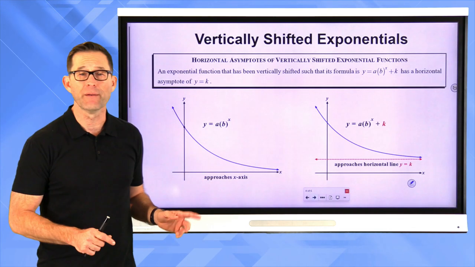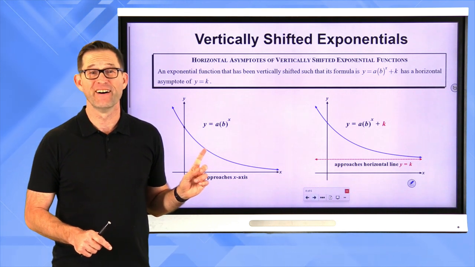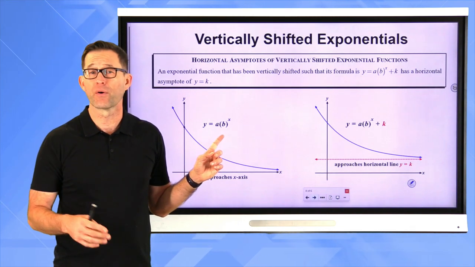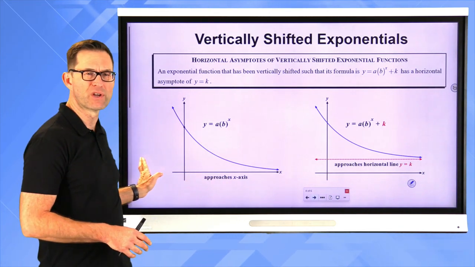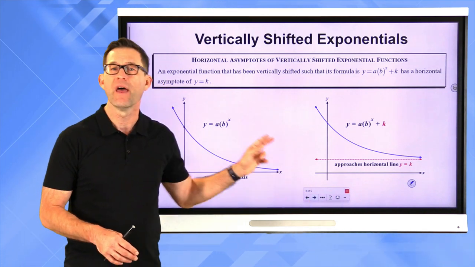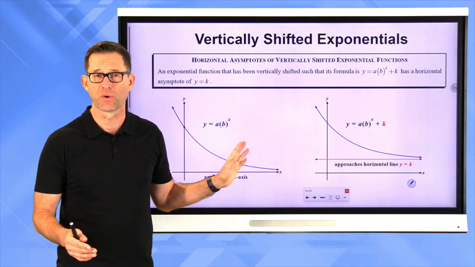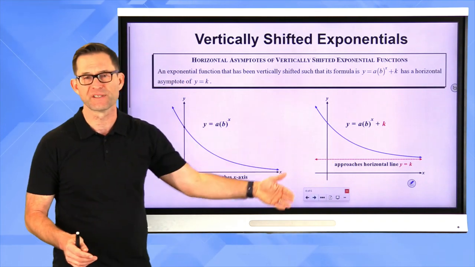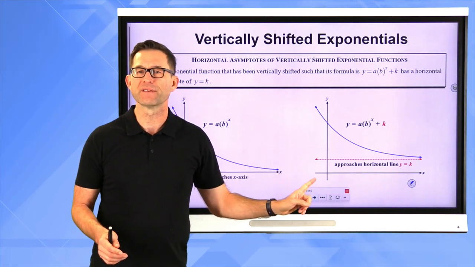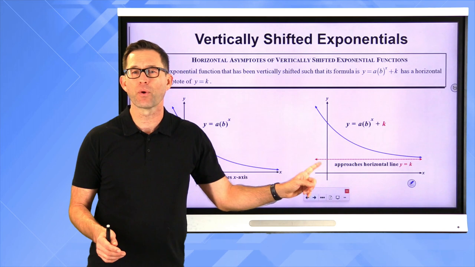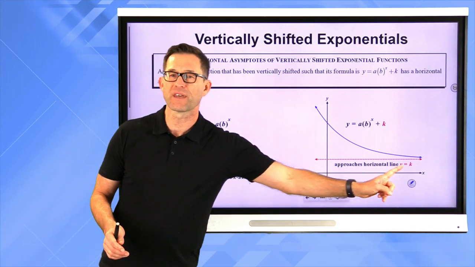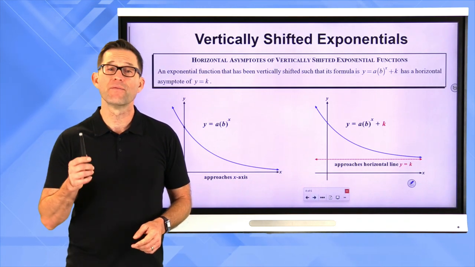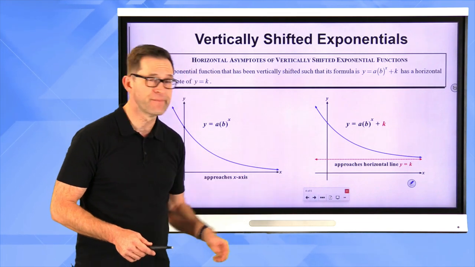Okay, so here's the point. Any non-vertically shifted exponential function, and it doesn't matter whether the base is greater than 1 or less than 1, that'll just depend on whether or not it's approaching the x-axis in this direction or this direction, will always have the x-axis as its horizontal asymptote. On the other hand, as soon as I add k to it, and of course I could also be subtracting k, then that horizontal asymptote is either going to shift upwards or downwards, and y equals k is going to become its new horizontal asymptote. Let's take a look at a very practical example of this next.